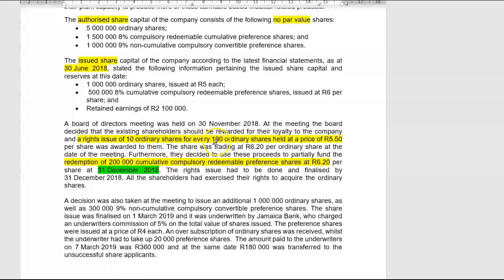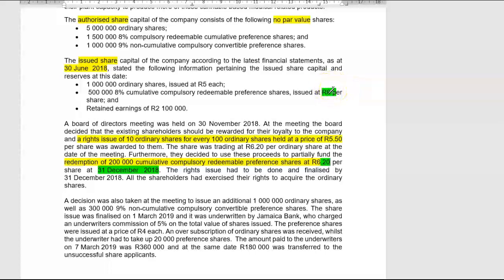Great. Then they have decided to redeem 200,000 of that 500,000 redeemable pref shares. And they've decided that the price at which they're going to redeem it is R6.20 per share. Now, if we look there, the price that it was initially issued for was R6 a share. So they're going to pay a premium to those shareholders of 20 cents per share. How many shares? 200,000 shares. How much can I take out of the capital account? I can only take 200,000 times R6 out of the capital account.